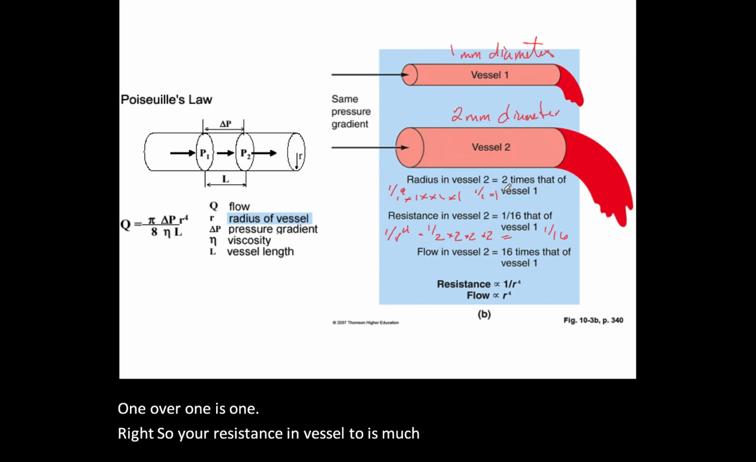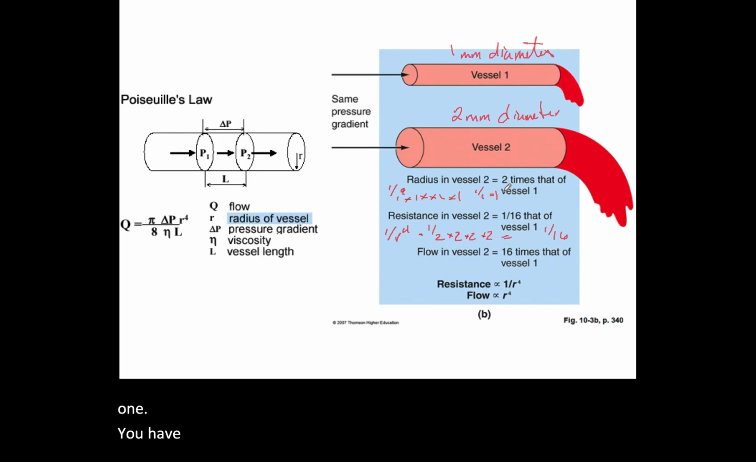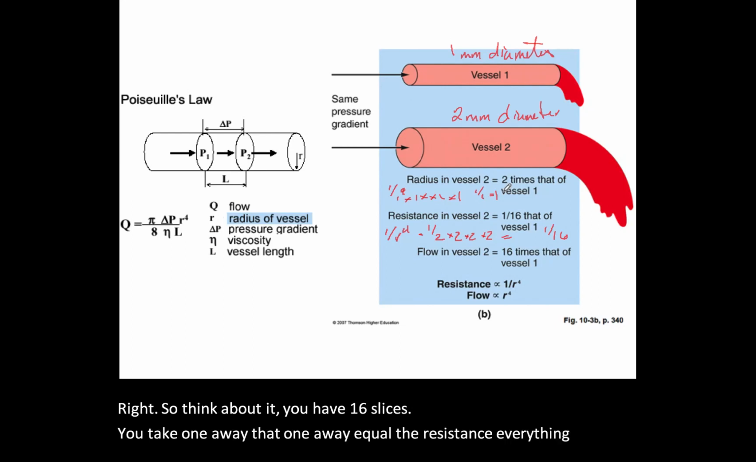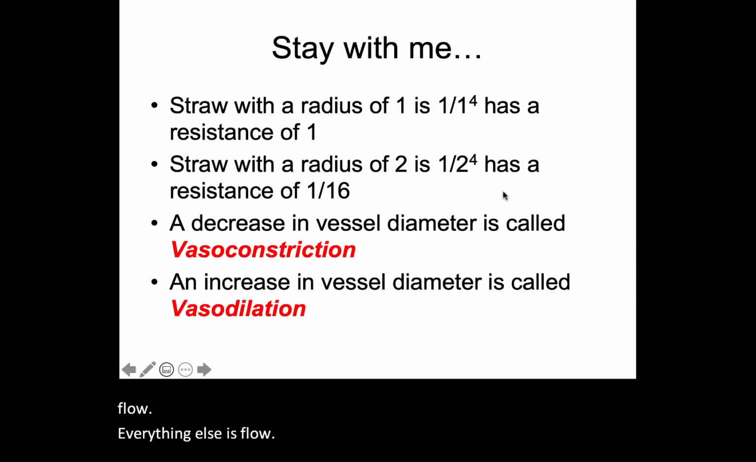The other way of thinking about this is that flow in vessel 2 is 16 times greater than in vessel 1. You have 16 times the rate of flow in vessel 2 because the resistance is 1/16. So think about it: you'd have 16 slices. You take 1 away. That 1 away equals the resistance. Everything else is flow. And so that is what you're seeing here on this slide.